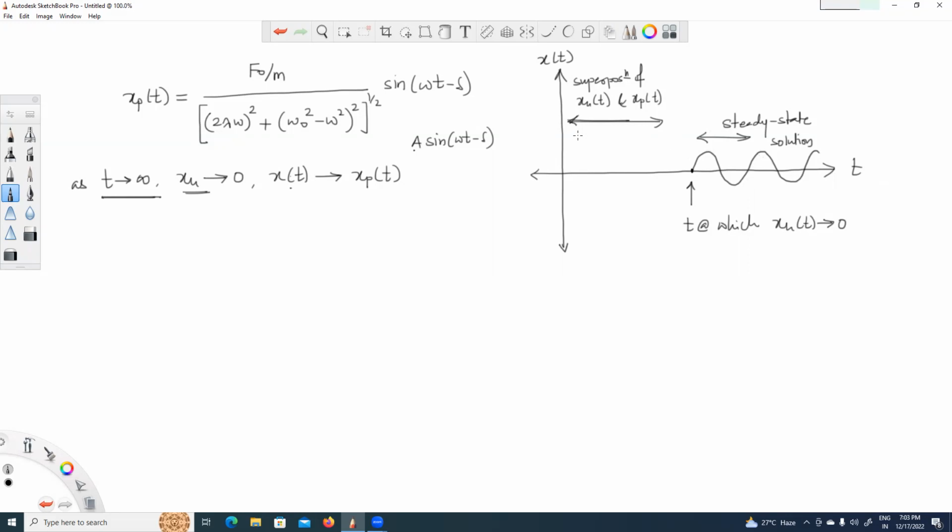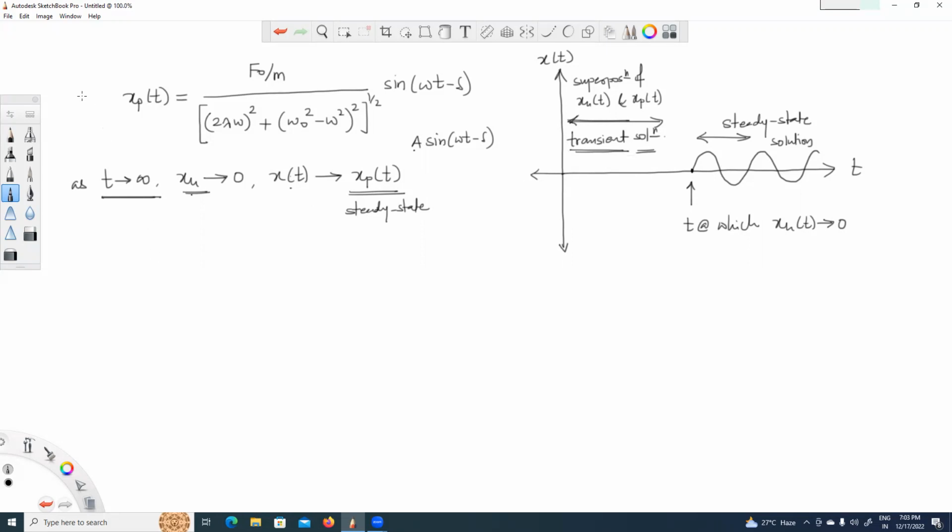So the initial part of the solution is called the transient solution. As my homogeneous amplitude decayed, the rest of the solution is known as steady state, and the initial part of the solution, as time t tends to 0, is known as the transient solution. All right. Now we have seen how the solution looks.